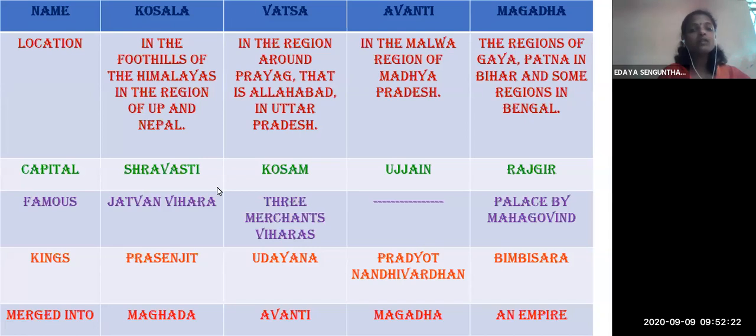Very good. Now I want someone else to read the capital. Amit, capital. Capital of Kosala: Shravasti. Repeat after me, not Sharavasti, Shravasti. Capital of Vatsa: Kosam. Amit, are you able to listen to me, beta? Avanti.